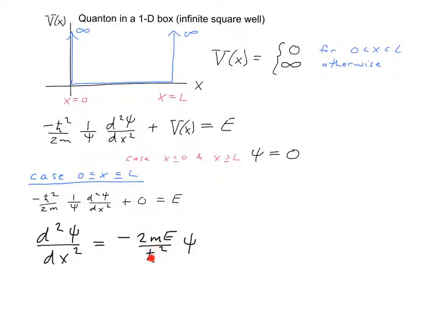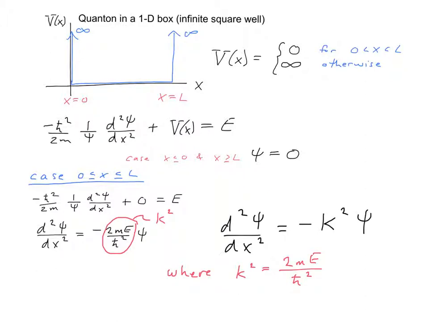Since all this in here is positive, it's convenient to write that in a way that makes it look positive. So we'll define a new constant k such that k squared is 2mE over h bar squared. With that, our time-independent Schrodinger equation becomes the second derivative of little psi with respect to x is equal to minus k squared times psi. So we need to find some function, little psi, that when we take two derivatives of it with respect to x, we get back that function and a minus sign and a factor of k squared.